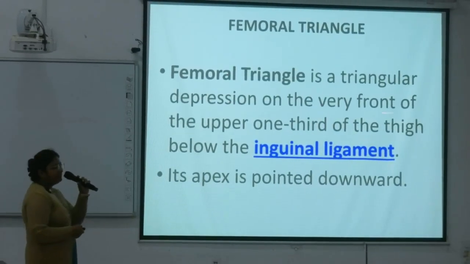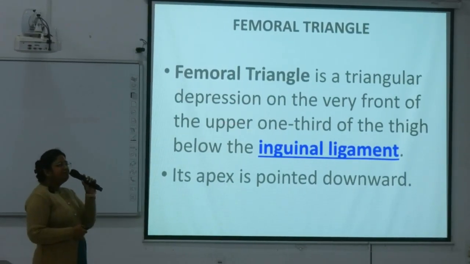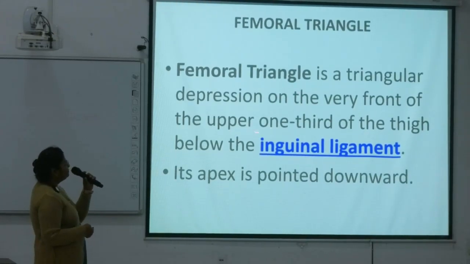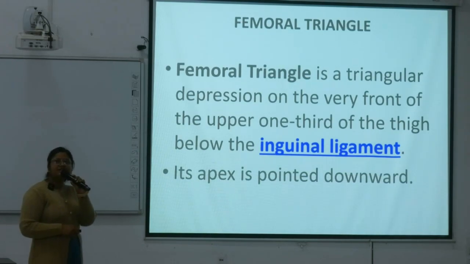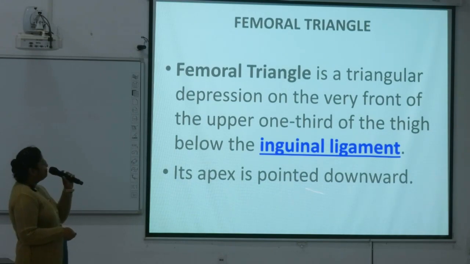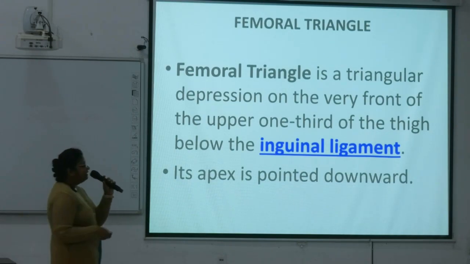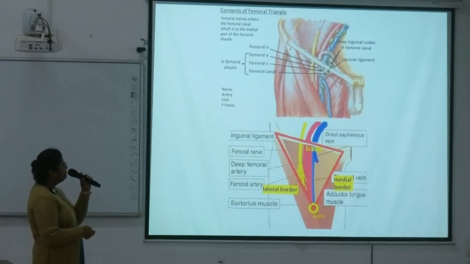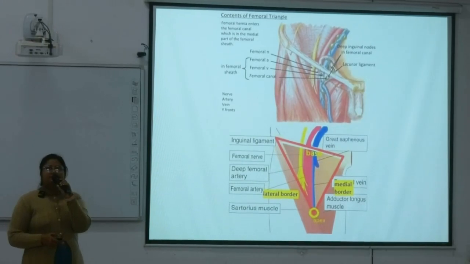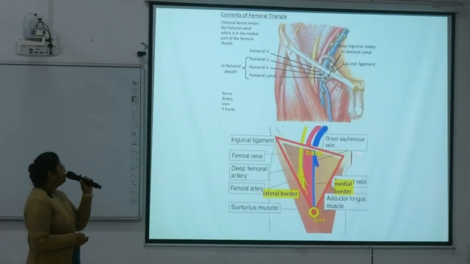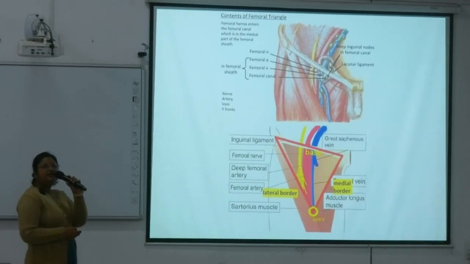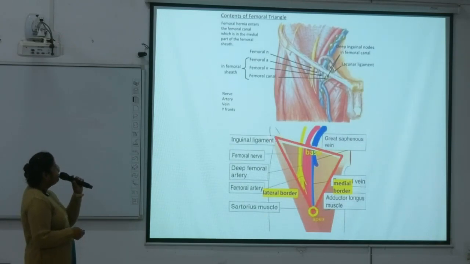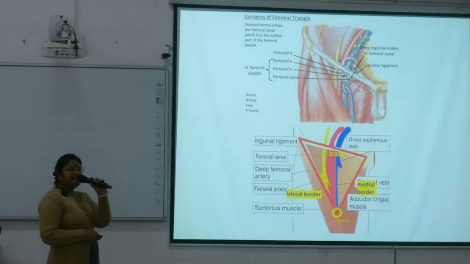So, the femoral triangle is a triangular depression on the very front of the upper third of the thigh and below the inguinal ligament. This is the location of the femoral triangle, and its apex is pointed downward. Next, see, this is the femoral triangle. Here is the base. So the base is formed by the inguinal ligament and the apex is formed by the joining of the medial and lateral boundaries.